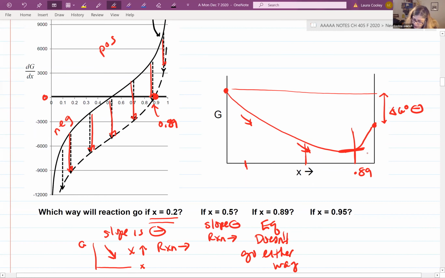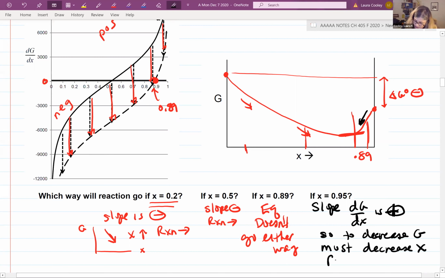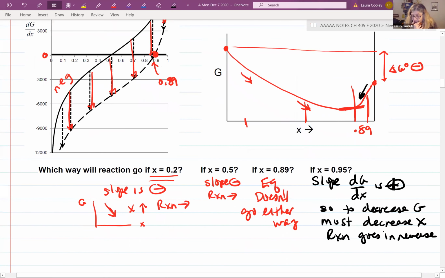And then at 0.95, now your slope is negative. Okay, so. You mean positive? Sorry? You mean the slope is positive? Oh my God. So why would it be positive, right? At least I didn't say these wrong. Yeah, these are all negative. Okay, yes, it's positive, exactly. So to decrease G, you must decrease X. So the reaction goes in reverse. All right, yeah, thank you.